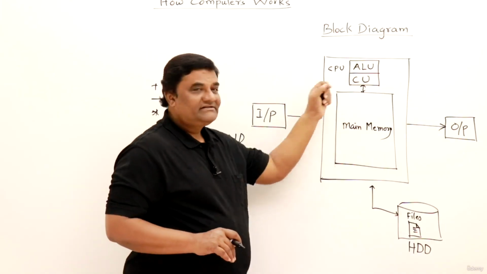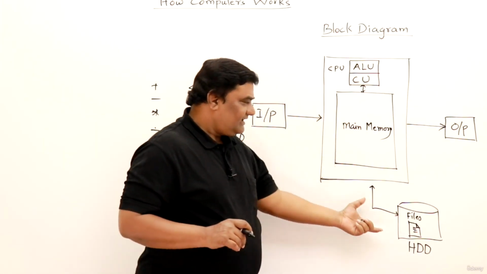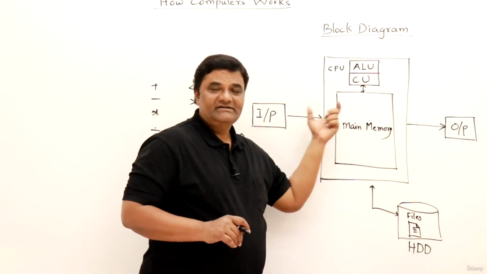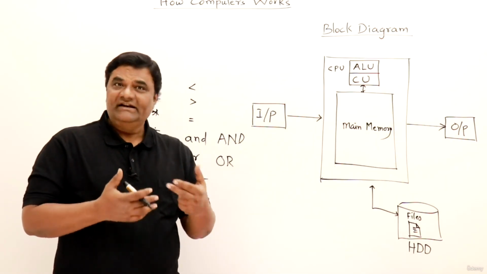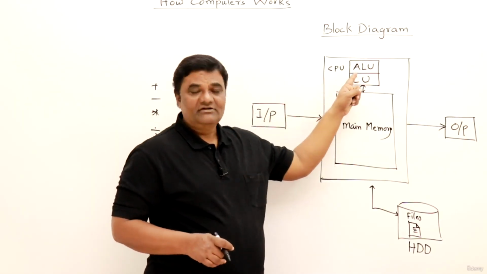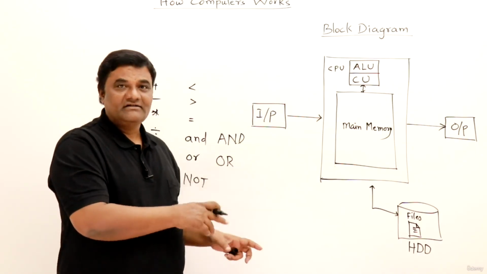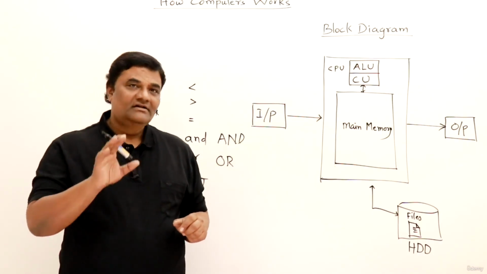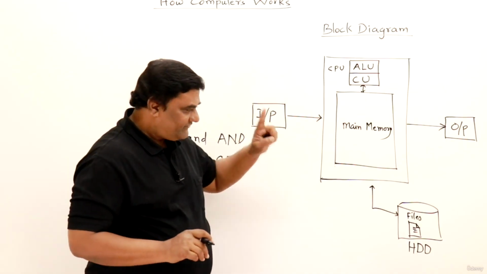Then second is CU, control unit. There are other things connected, like hard disk drive and the main memory, input device and output device. For controlling all these things, controlling means utilizing them, it has a separate portion that is called the control unit. So its job is to utilize other resources. This is about the processor. Now next thing, let us start from here.